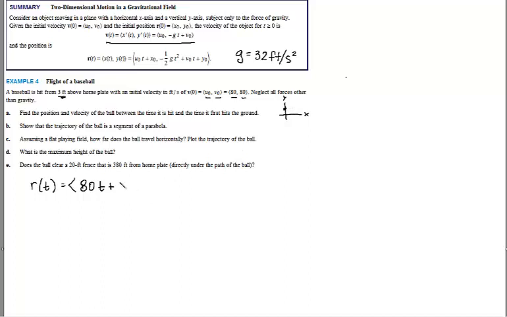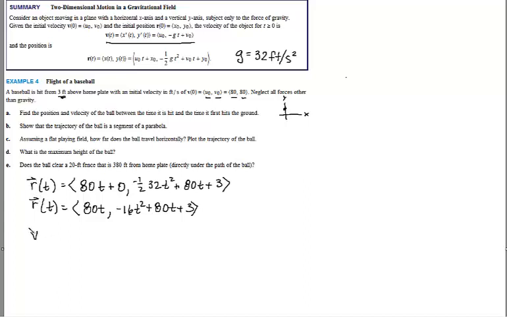So my x naught for this would be 0, and then minus 1/2 g, which is 32, t squared, plus v naught we were given, that is 80 t, plus y naught is 3. So making that look a little prettier, cleaning it up, that would be 80 t, minus 16 t squared plus 80 t plus 3. Now our velocity vector is going to be the derivative of our position vector, so that would be 80, minus 32t plus 80. So we've got our A part done right here.